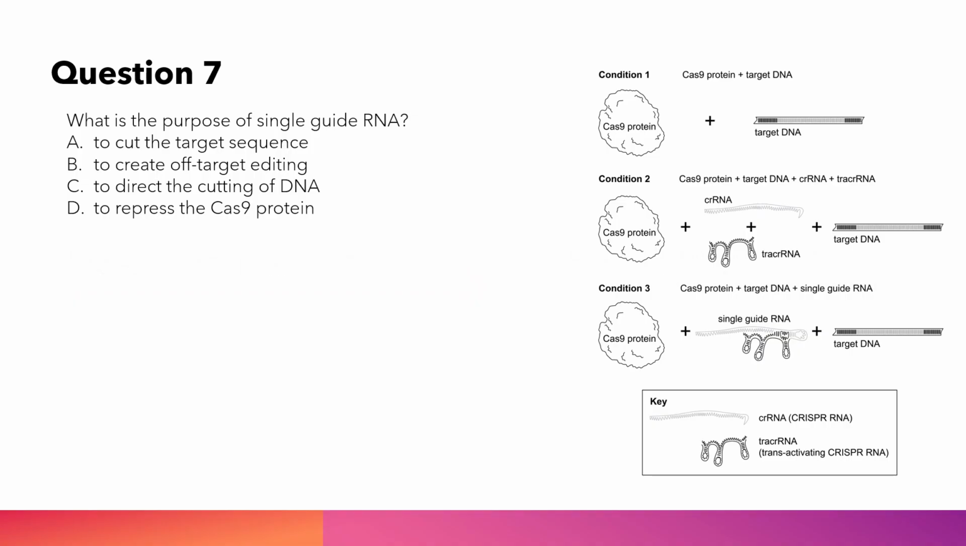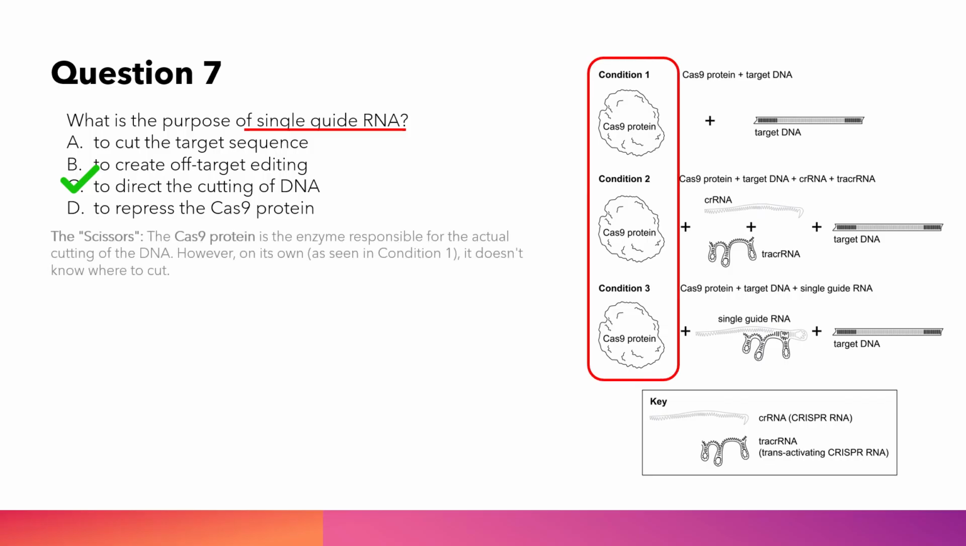The correct option is C, to direct the cutting of DNA. Why is this the purpose? To understand why C is the correct choice, look at how the components interact in the experimental groups. The scissors, the Cas9 protein, is the enzyme responsible for the actual cutting of the DNA. However, on its own, as seen in condition 1, it doesn't know where to cut.